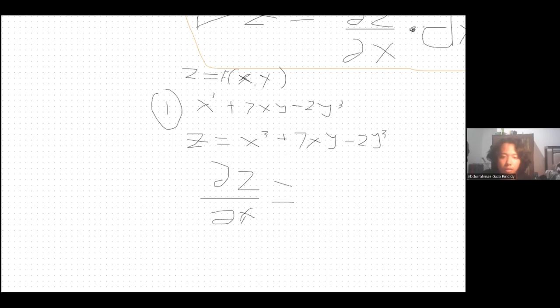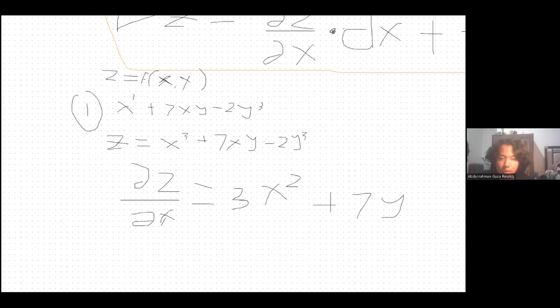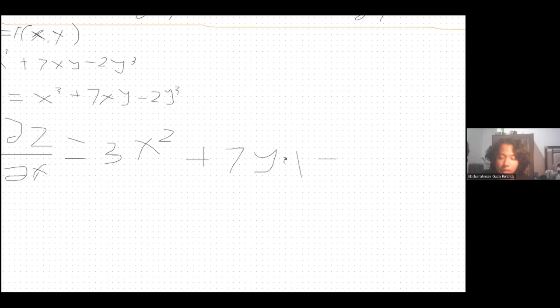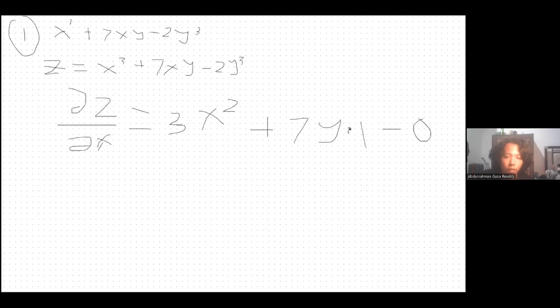So like this, x³, we look at it as 3x² plus 7, the x is 1, and this is y, right? We just look at it as a number, so it's 7y, and x is 1 times 1. This minus 2y³: here we don't have x, so we just say it is zero. So because this doesn't have x, and here we have x, this is 3x² plus 7y. This is the finish for ∂x.